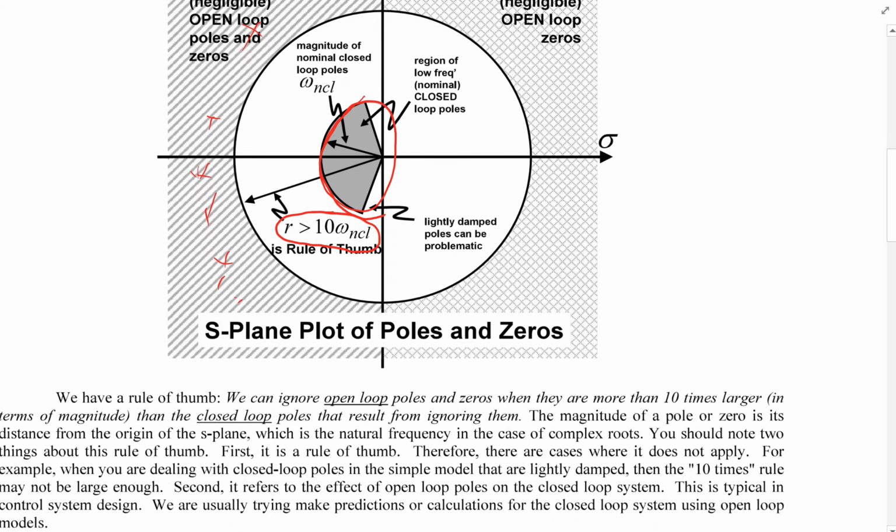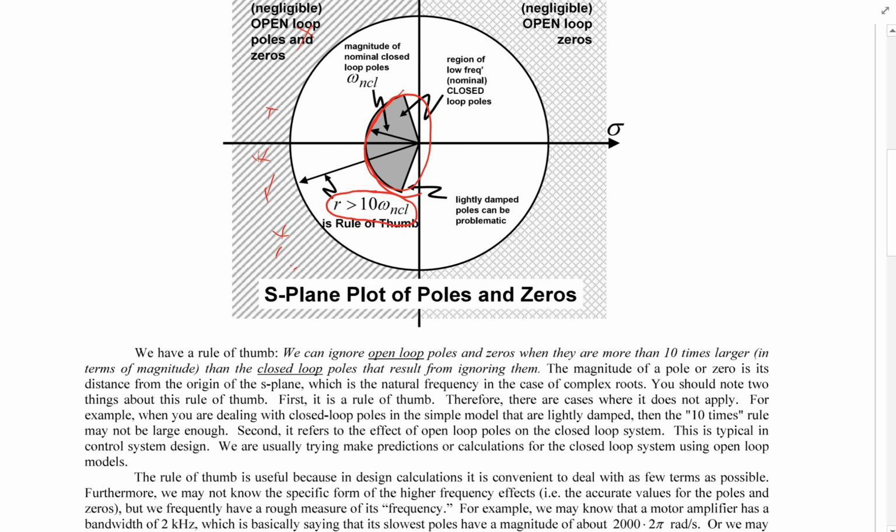Now this is Dr. Shinstock's rule of thumb in here, and it's a little bit long, but try to hang with it. We can ignore the open loop poles and zeros when they are more than 10 times larger in terms of magnitude than the closed loop poles that result from ignoring them. So what we're going to be looking at is the closed loop poles and seeing if the high frequency closed loop poles are 10 times larger than the nominal closed loop poles. And if they are, then we can ignore them in the open loop system.